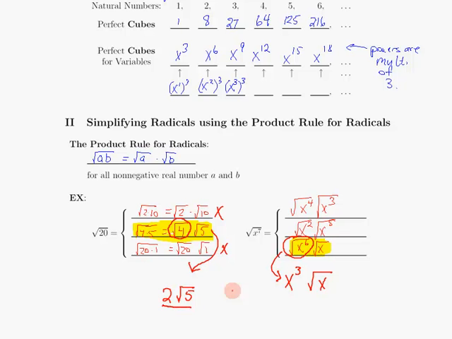So combine the idea with numbers and variables together, and we now have a technique for simplifying radicals. That is, making the radicand as simple as possible by pulling out any perfect powers that are factors of that radicand.